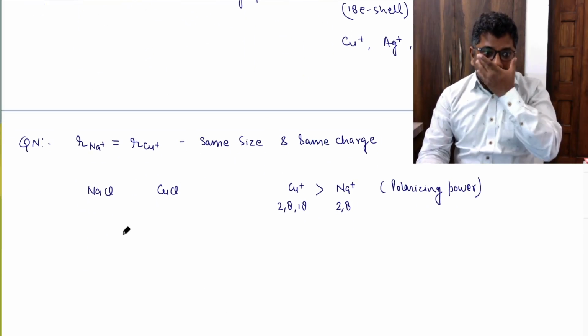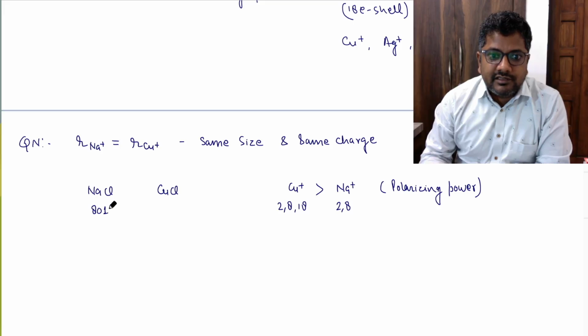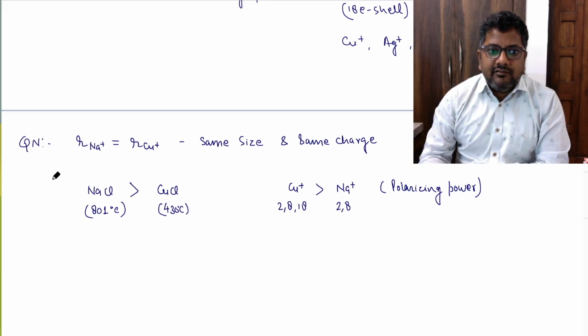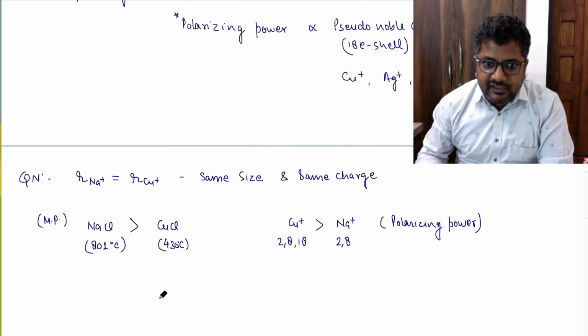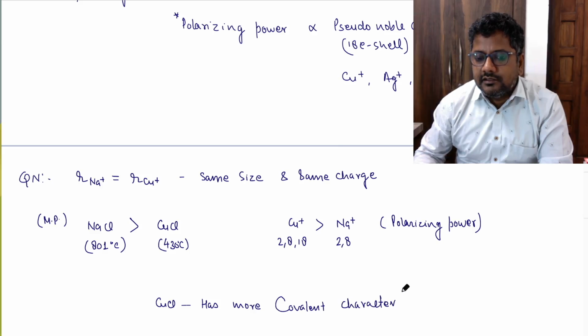This is the reason why the melting point of sodium chloride is 801 degrees Celsius, but that of copper chloride is only 430 degrees Celsius. This is the melting point. So the melting point of sodium chloride is more than copper chloride. Why? Because CuCl has more covalent character due to polarization.